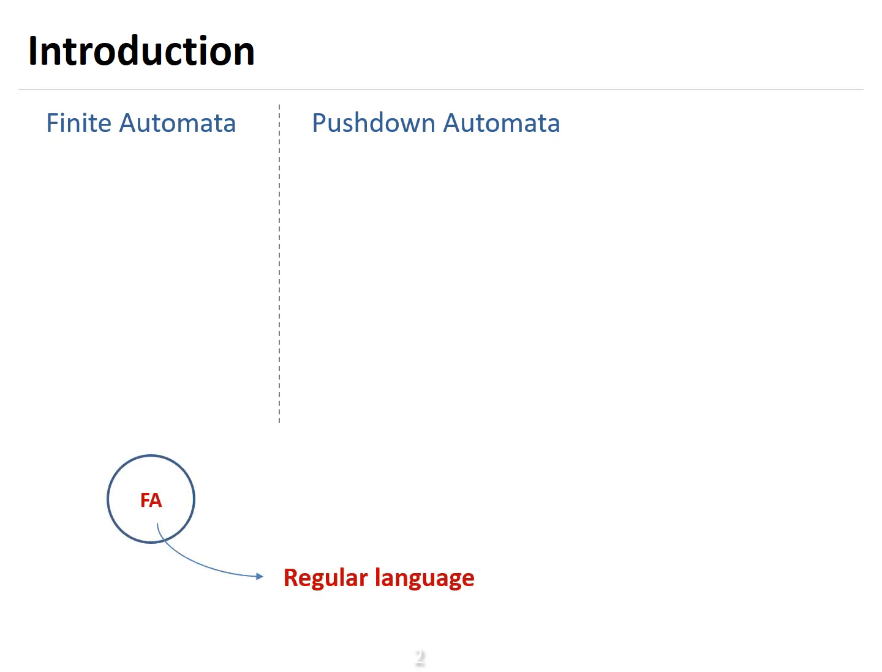Let's start with the introduction. Before defining what a Turing machine is and why we need it, there are a lot of differences from the other automata, that is the finite automata and pushdown automata. Let us first see finite automata, which we have already learned. Finite automata accept regular languages.